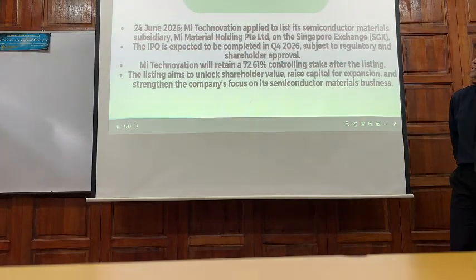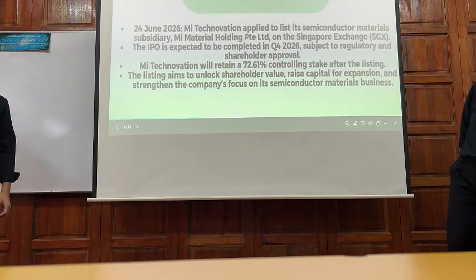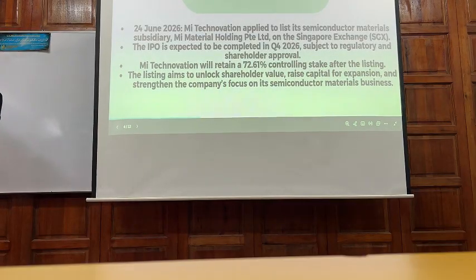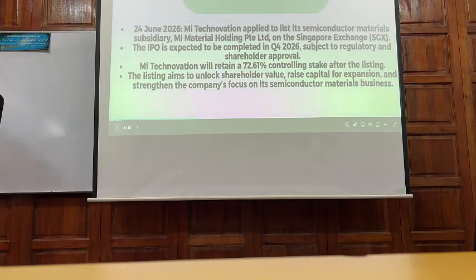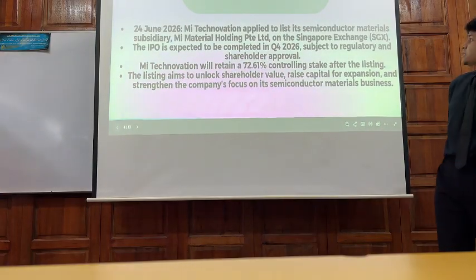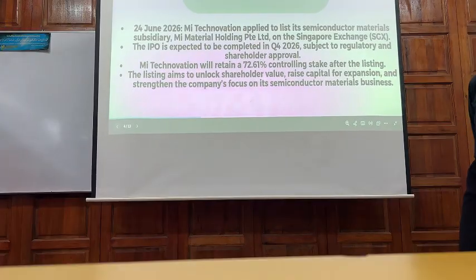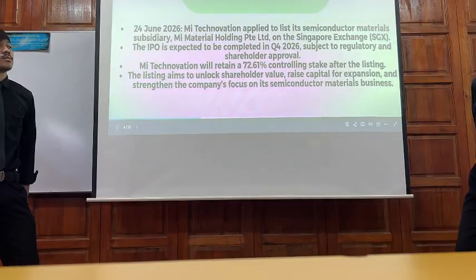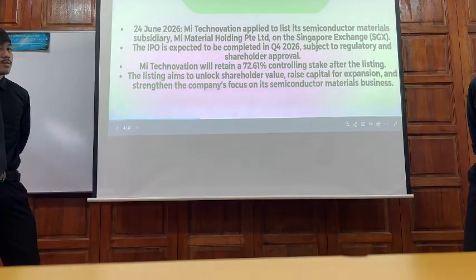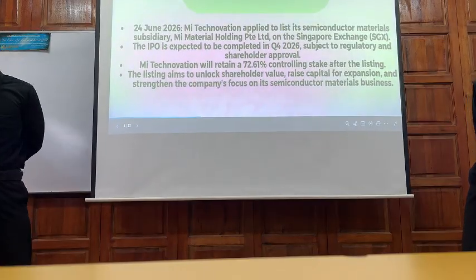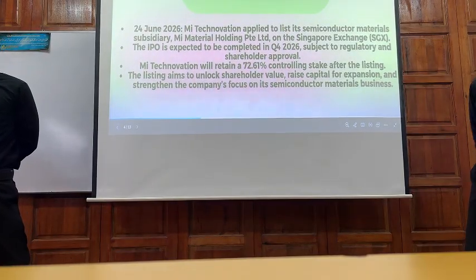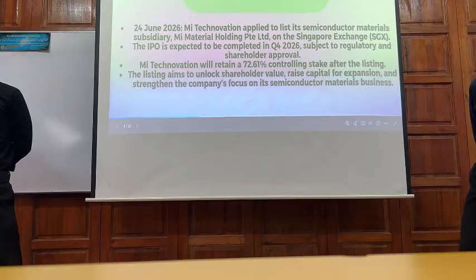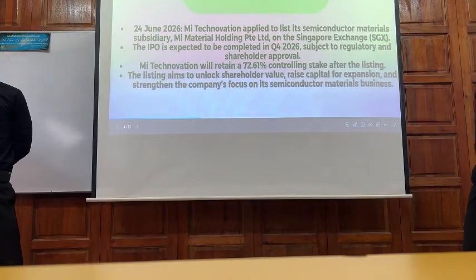Next, recent development, June 2026. On 24 June 2026, Technovation applied to list its semiconductor materials subsidiary, Material Holding PPE Ltd, on the Singapore Exchange. The IPO is expected to be completed in Q4 2026, subject to regulatory and shareholder approval. Technovation will retain a 72.61% controlling stake after the listing. The listing aims to unlock shareholder value, raise capital for expansion, and strengthen the company's focus on its semiconductor materials.